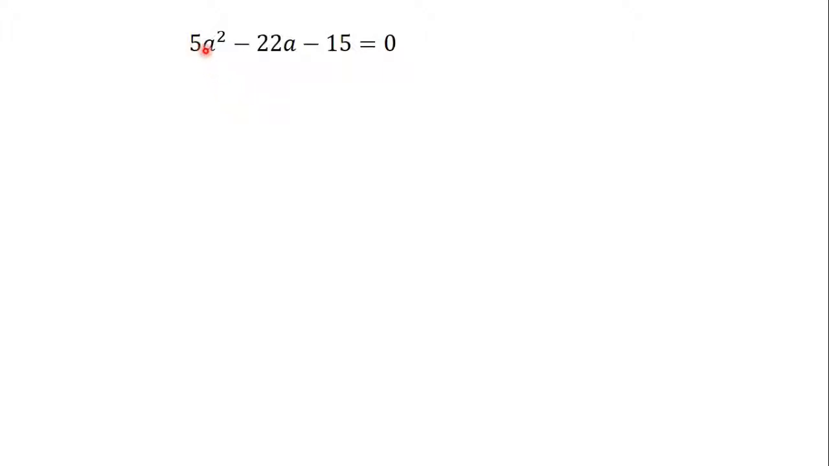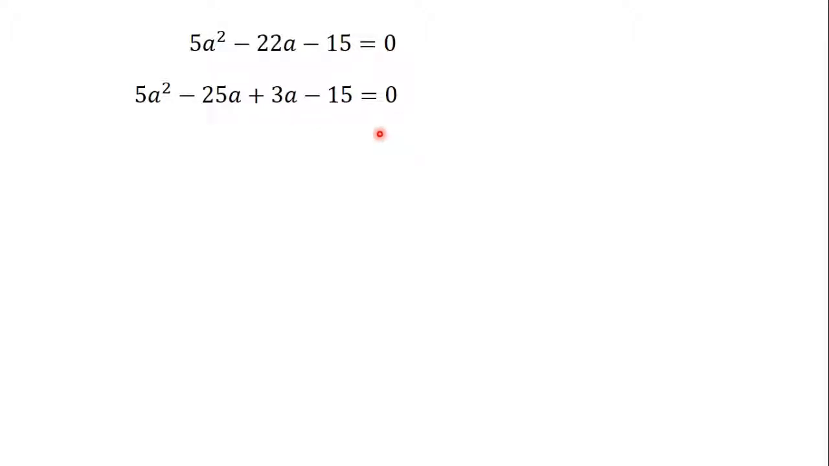So we multiply 5 by 15 and that will give us minus 75. So we are looking for two numbers that when you multiply you have minus 75, but when you add them you have minus 22. Those two numbers are minus 25 and 3. So I will replace minus 22a with minus 25a and 3a. So you have 5a squared minus 25a plus 3a minus 15 is equal to 0.